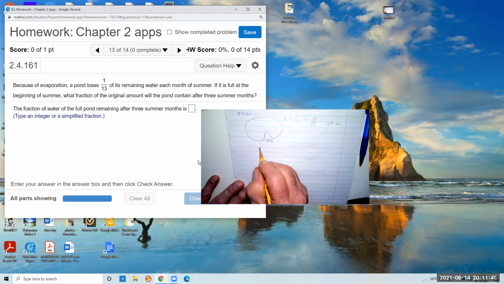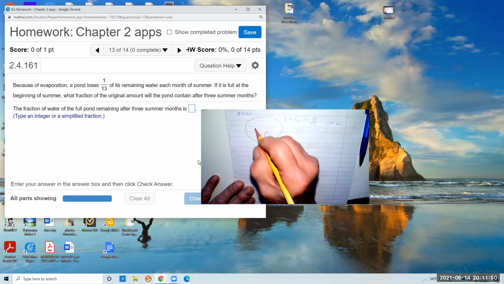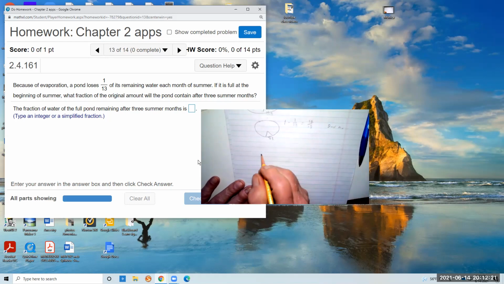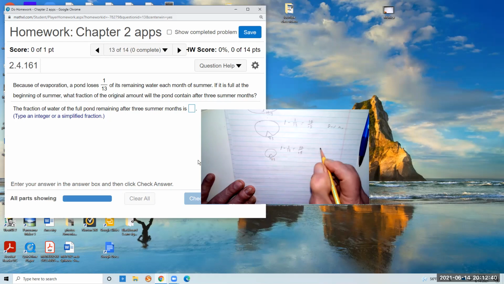Let's still make it round, but a smaller circle, which is all of the water that remains. And that circle is one whole unit. We're going to evaporate 1/13 of that circle. So we evaporate 1/13, we're taking 1/13 away from a whole circle. We are left with 12/13 of the smaller circle during the second month. Let's make another circle that's even smaller because we have less water. And that's one whole circle, but we're going to evaporate 1/13 of it. So if we take 1/13 away, we have 12/13 of the smallest circle left at the third month.